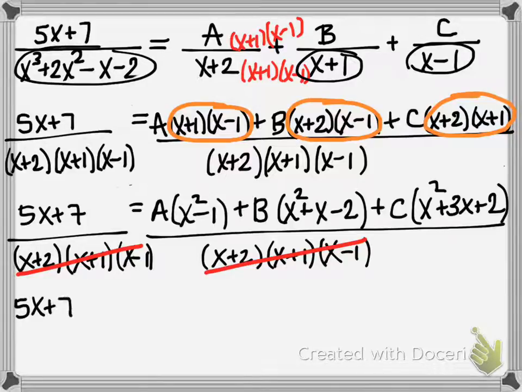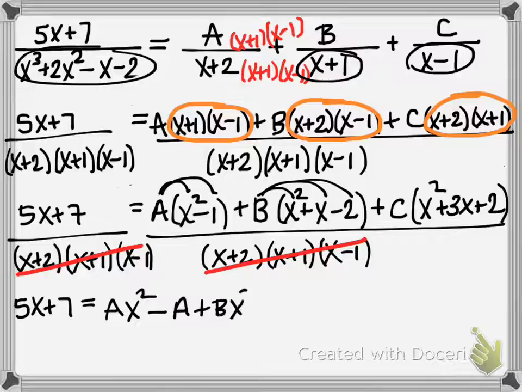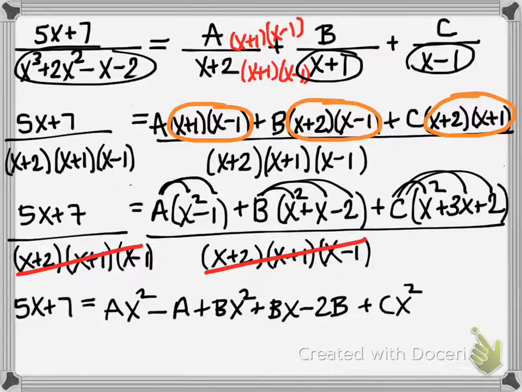So I'm going to go ahead and distribute on the right-hand side. So multiplying A times x squared, and then A times negative 1 when we distribute. Same thing, distribute in B. That gives Bx squared plus Bx minus 2B. And distribute in C. Cx squared plus 3Cx plus 2C.